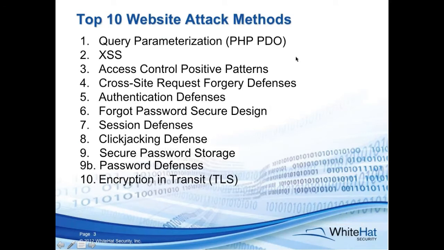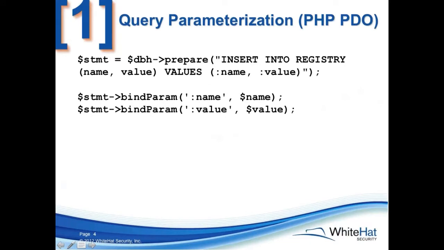So here are the top 10 techniques that we're going to talk about today: query parameterization, cross-site scripting defense, access control defensive patterns, cross-site request forgery defenses, authentication best practices, the forgot password feature, secure design, session defenses, clickjacking defense, secure password storage and other password defenses, and encryption in transit. These are some of the core defensive techniques needed to even begin to build a secure web application.